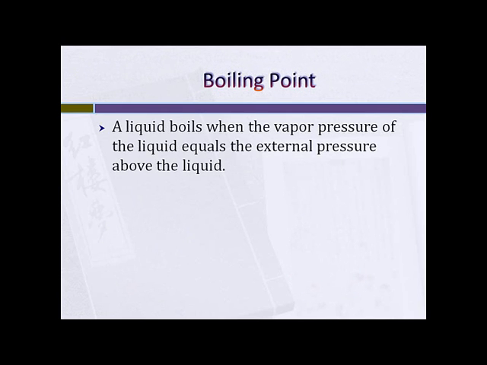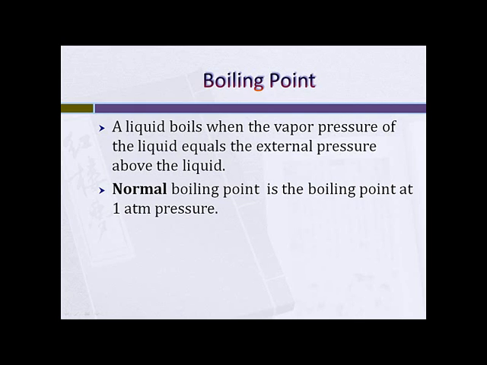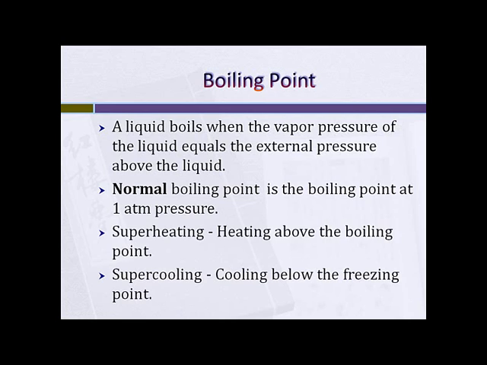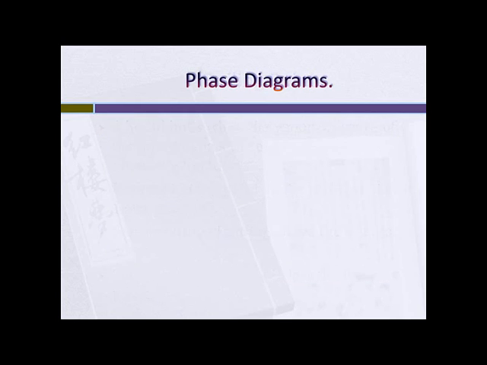Boiling point. Well, when a liquid boils, the vapor pressure of the liquid equals the external pressure above the liquid. Normal boiling point is the boiling point at 1 atmosphere pressure. Now, you might have superheating. That is, you can heat it above the boiling point, and that sometimes has been known to happen. You can also have supercooling, by the way.